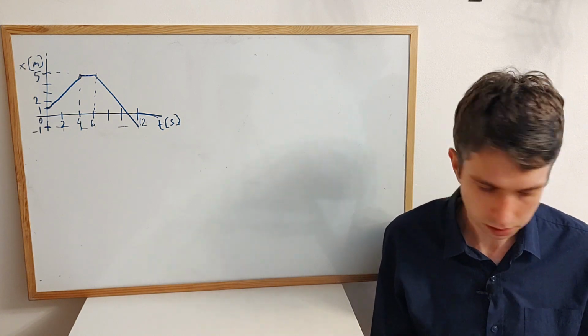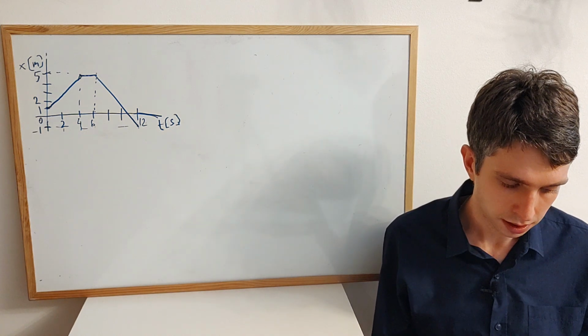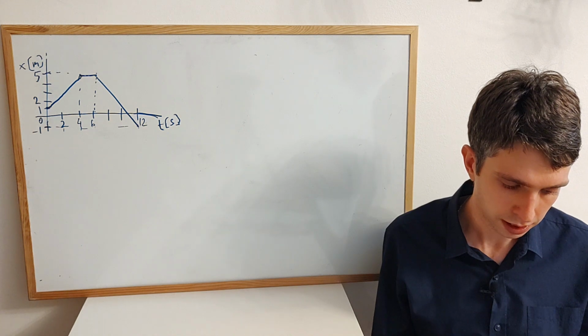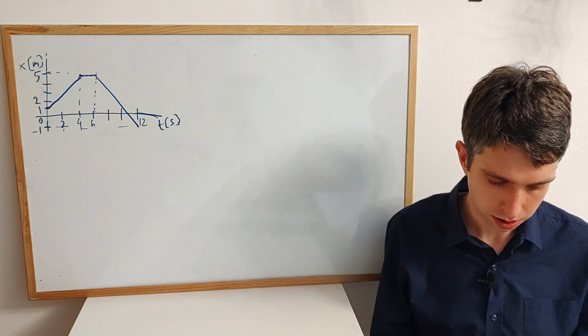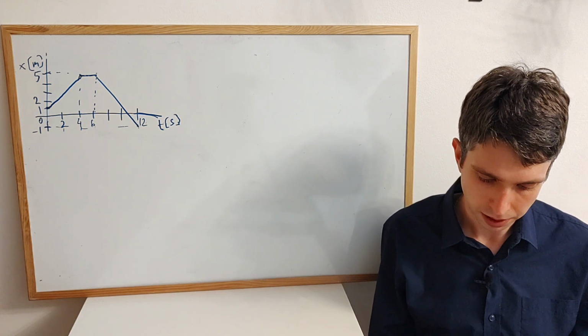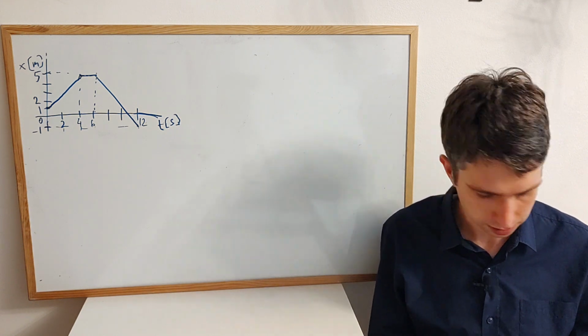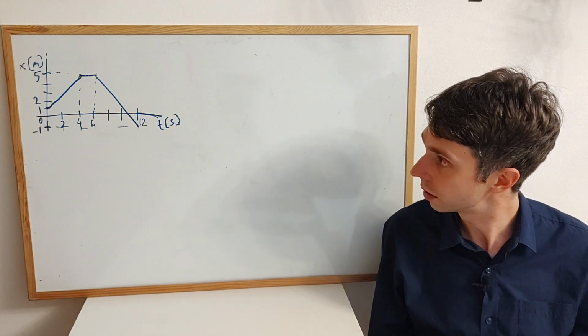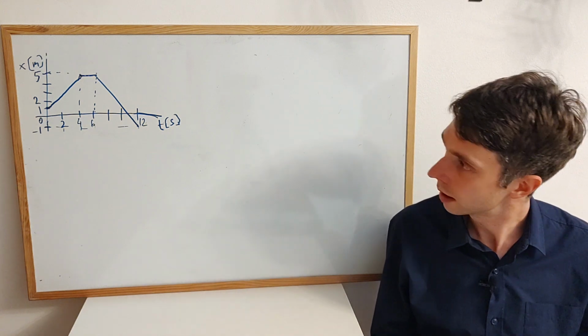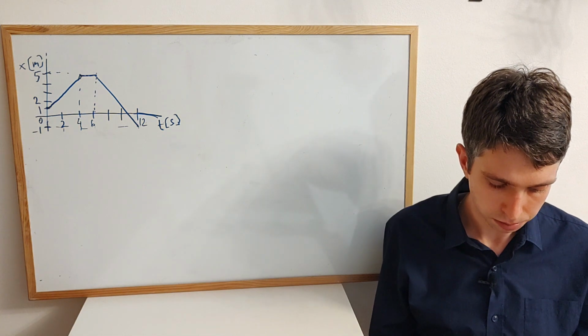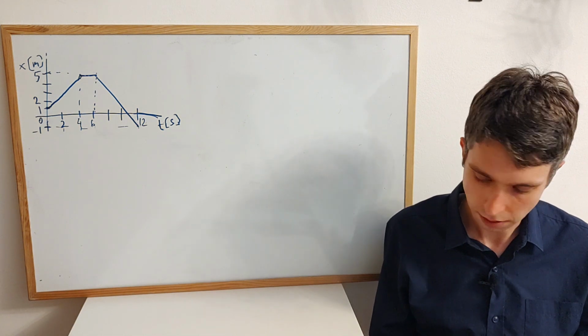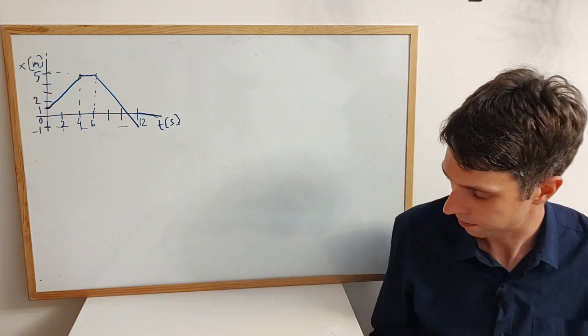So the object was moving in a straight line along the x-axis. This figure shows a graph of the dependence of the position x of this object on time t. And our first task is to describe how an object was moving in different time intervals.